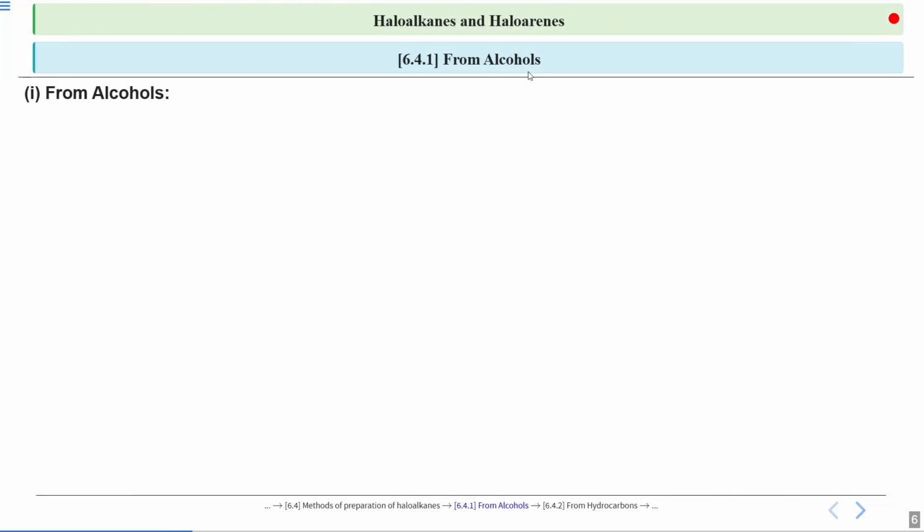Let's study our subsection 6.4.1, that is from alcohol. So how can you prepare the haloalkanes from the alcohols? The hydroxyl group is the representation or identification for the alcohol functional group. So the hydroxyl group, that is the OH group of an alcohol, is replaced by a halogen, that is X. We use X for halogen representation, right? So in the preparation of haloalkanes from the alcohols, the hydroxyl group present in the alcohol is going to be replaced by the halogen atom.